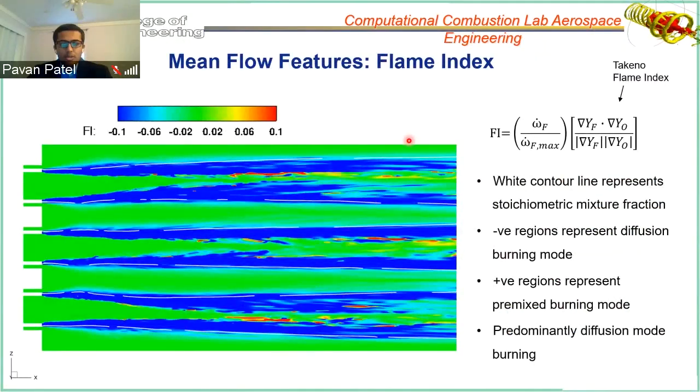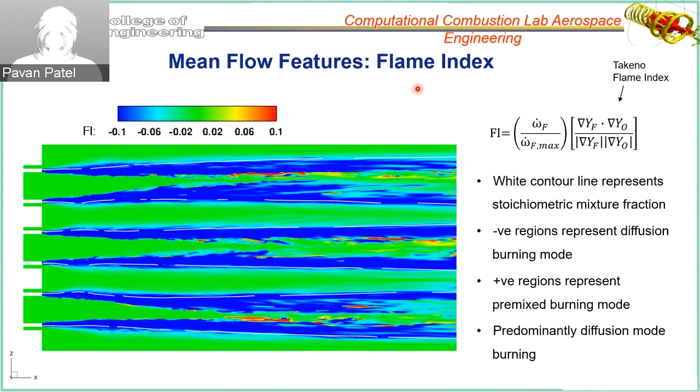All right, so another way we can characterize the flame is through the flame index. And the flame index shown here is pretty much the Takeno flame index, which is this. But here I've multiplied the reaction rate of fuel so that we're only looking at the regions where there is burning, where there is some kind of burning. And the thing with the flame index is that if you have a negative flame index, that means that you're burning in a diffusion mode.